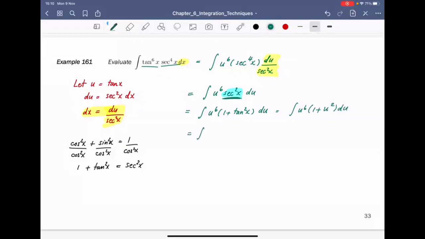Well, I'm going to get the integral of u to the 6 plus u to the 8 du, which is going to be u to the 7 over 7 plus u to the 9 over 9 plus c. I can replace u by tangent.